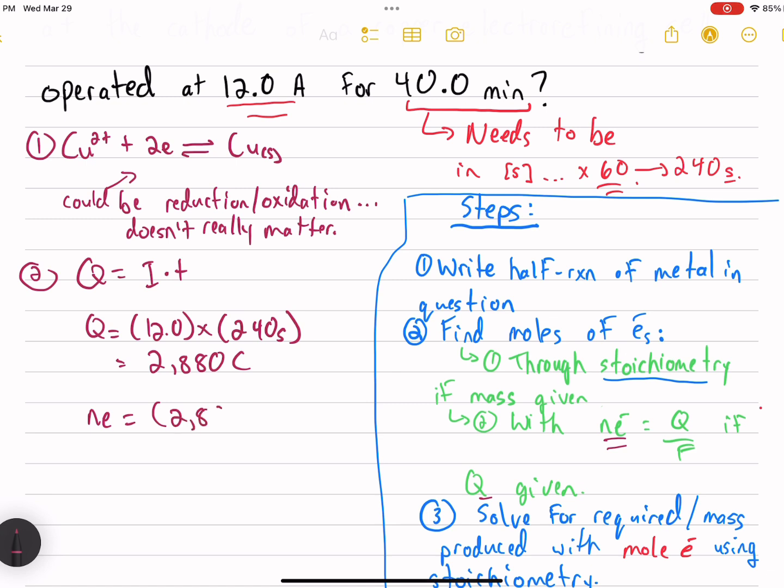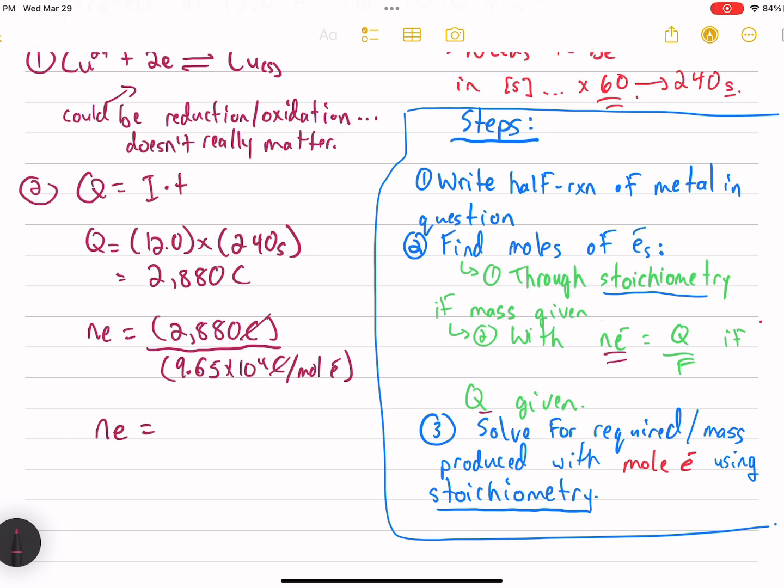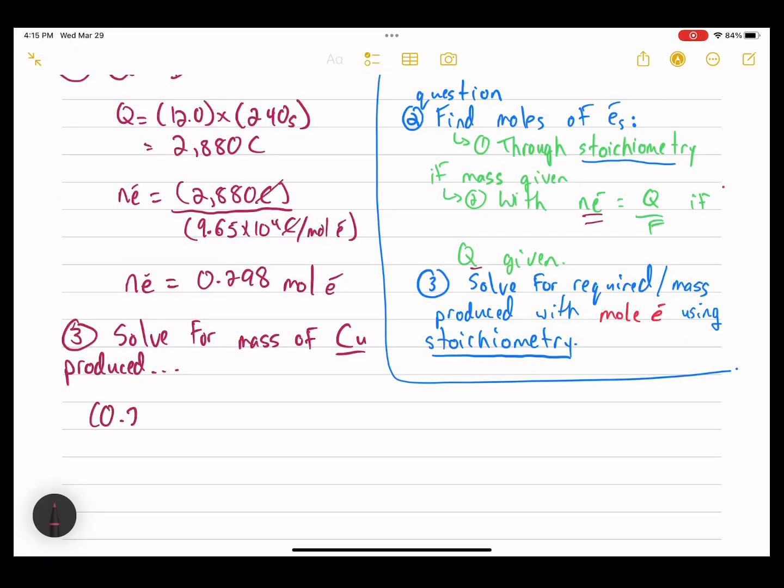Now we plug in the formula. The charge is 2,880 coulombs over the Faraday's constant, which is 9.65 times 10 to the 4 coulombs per mole of electrons. And once again, when you plug that into your calculator, and I've made sure to cancel out the units over here, you should get a value of about 0.298 moles of electrons. And remember, label your work, because when you do a lot of calculations or multi-step questions like this, it could get complicated.